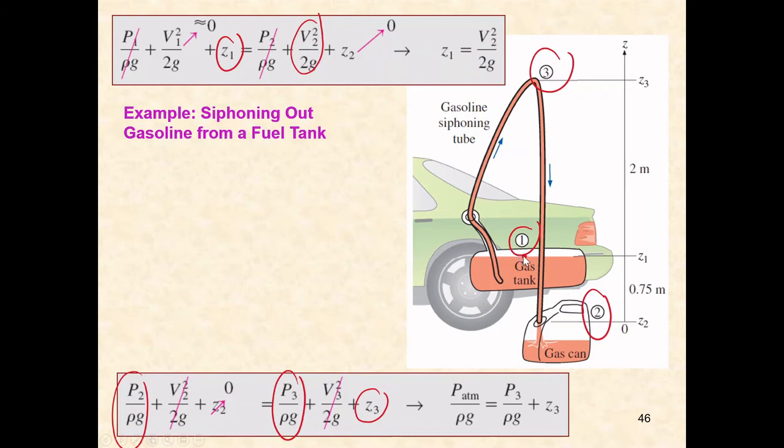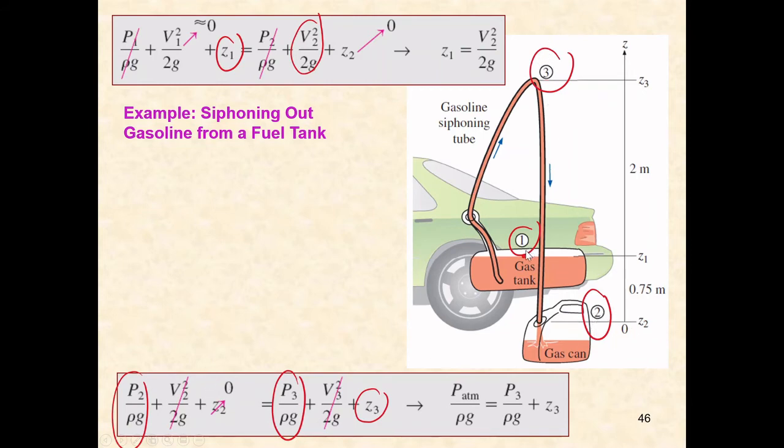So as shown in this figure, there are three points labeled: point 1, point 2, and point 3. What happens is that we withdraw the gasoline from the gas tank to the gas can. Alright, so we have three points. First, we compare point 1 with point 2, and then second, we compare point 2 with point 3.